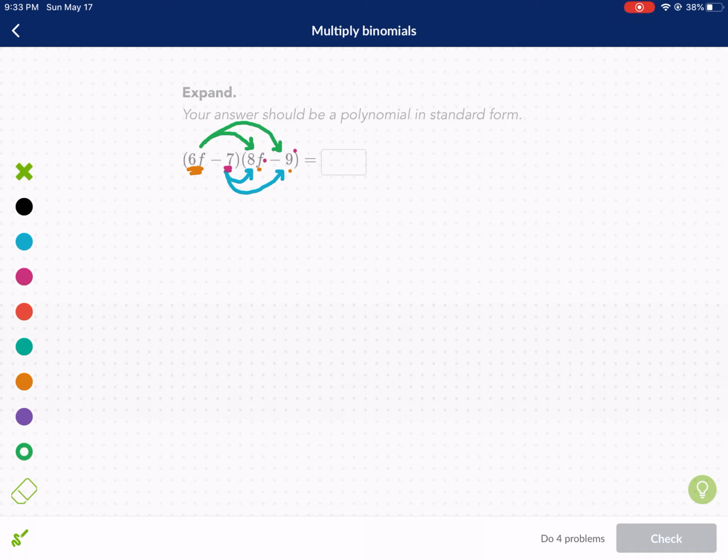So we're going to have 6f being multiplied by 8f. And then we're going to have 6f being multiplied by negative 9. Because 6f is positive and 9 is negative, it's going to be negative 9 times 6f. Then we have negative 7 times 8f, that gives us negative 7 times 8f. And then we have negative 7 times negative 9. That's going to give us a positive 7 times 9.